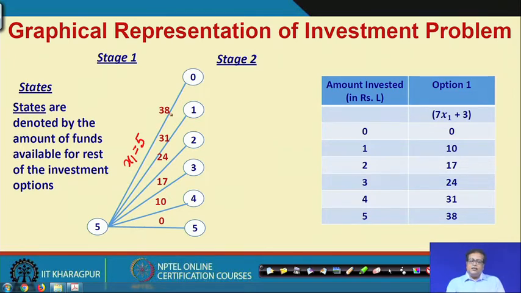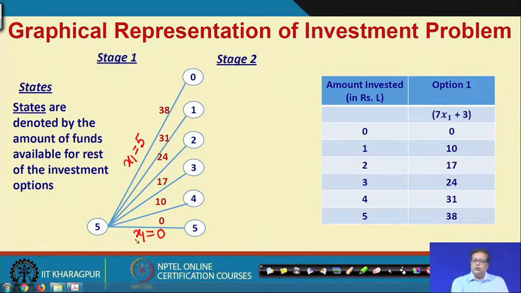Now, if this is clear, then the rest of the things should be clear also. Can you tell us what will be the x 1 value if we move from 5 to 5? What will be the value of x 1 in this case? This value should be equal to 0. Why should it be equal to 0? Because we had 5 lakhs at stage 1, we also have 5 lakhs at stage 2, that is the amount remaining for investments. That means we have not invested anything in the first option, therefore this must be 0.